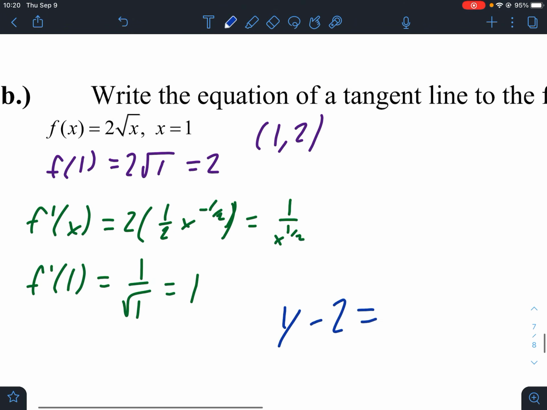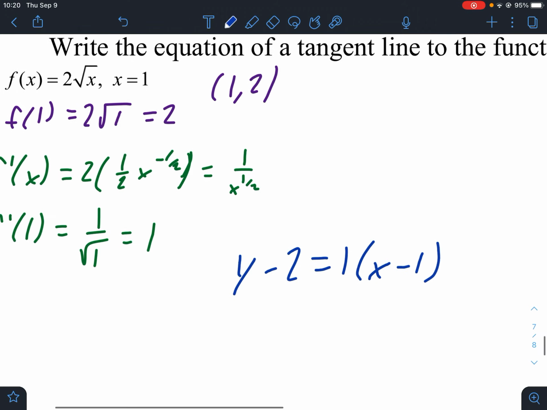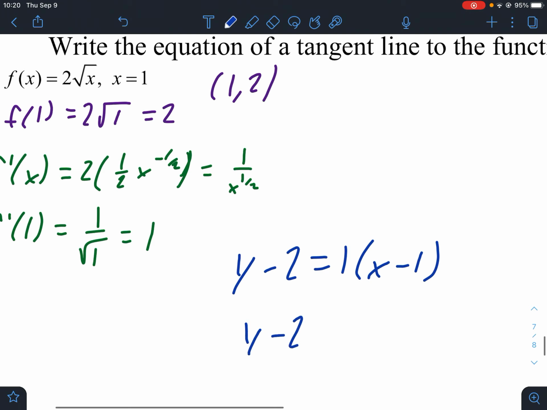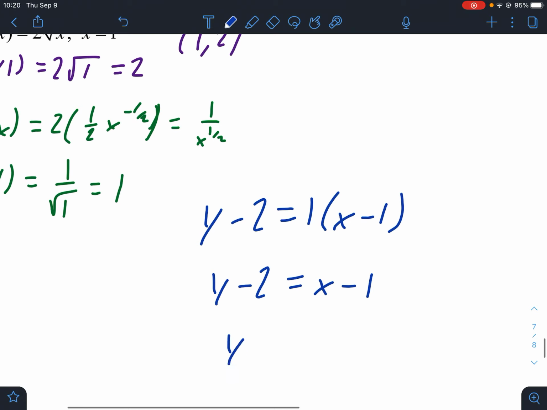our point slope form is going to be like that. Now, again, you don't need to write the 1 there, obviously, so you just do y minus 2 equals x minus 1, or if you really want to go far here, you can put it in slope-intercept form. Any of those answers would be acceptable.